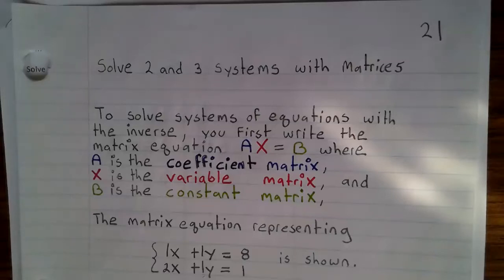Okay, Wildcats. Today we're looking at Journal page 21, Solve 2 and 3, Systems with Matrices. To solve systems of equations with the inverse, you first write the matrix equation AX equals B, where A is a coefficient matrix, X is a variable matrix, and B is a constant matrix.